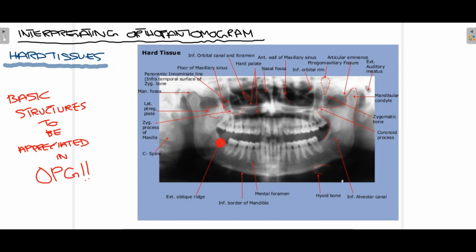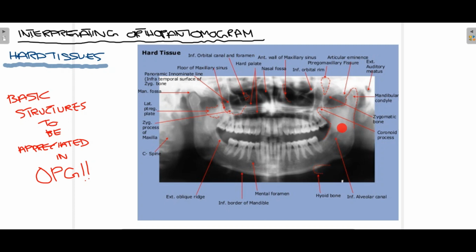This is your external oblique ridge. This is the inferior border of the mandible. And then in between the mandibular premolars, close to the apex, we have the mental foramen. Next, a slightly radio-opaque structure that is visible, this is the hyoid bone.